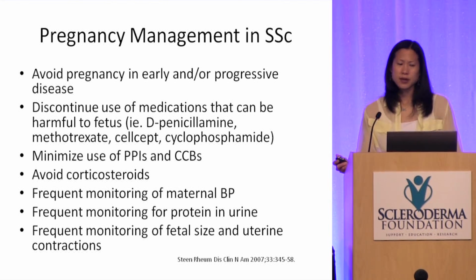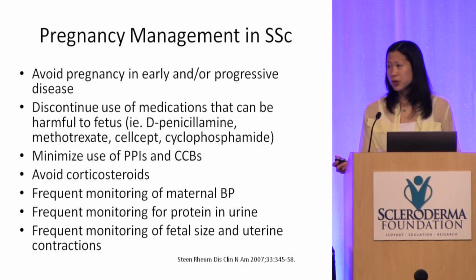So in summary, here are some points regarding pregnancy management in scleroderma patients. I've touched on this multiple times, but again, pregnancy should be avoided in early and/or progressive diffuse cutaneous skin disease. Medications that may be harmful to the fetus need to be discontinued, things like D-penicillamine, methotrexate, CellCept, cyclophosphamide. You want to minimize use of proton pump inhibitors and calcium channel blockers, but certainly these agents are okay to use if your reflux or your Raynaud's is very severe during pregnancy.